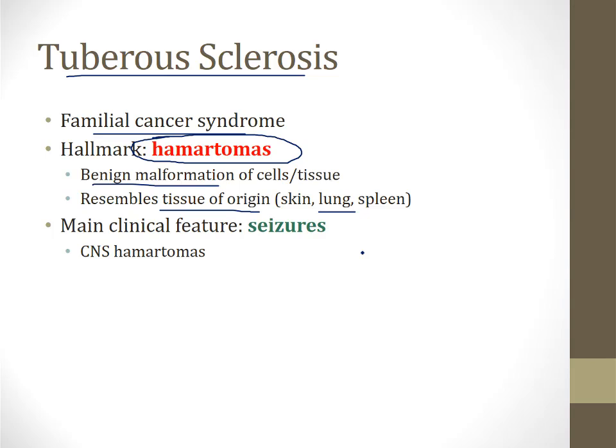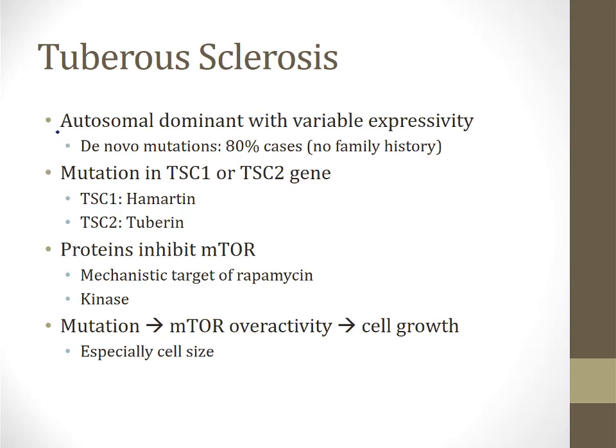The same is true of hamartomas in other organs like the skin or the spleen or the heart. And one of the main clinical features of tuberous sclerosis that you should remember for board questions is seizures. That's because CNS hamartomas develop, and that's what leads to seizures. This is an autosomal dominant genetic disorder. However, new or de novo mutations account for 80% of cases, so many individuals with this disorder do not have a family history because they're the first person in the family to carry the genetic mutation.